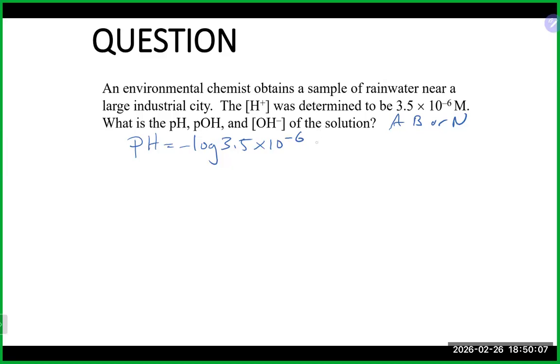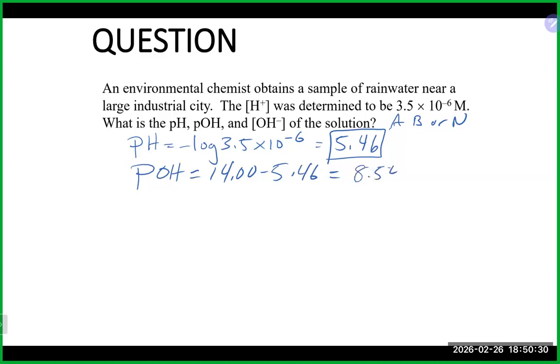And looks like a 5.46, I think, as our pH. Now that we have the pH, we can just subtract 14 to get to the POH. So that's going to be 14 minus my pH value there. So 14. Going to get me 8.54 as my POH.